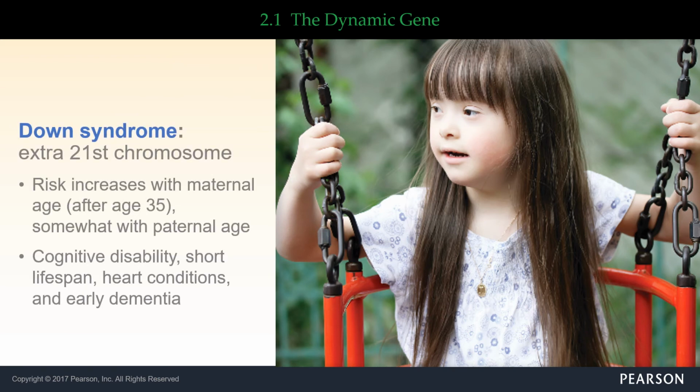So as we mentioned, for Down syndrome, there's an extra 21st chromosome. The risk for Down syndrome increases as mothers get older, especially after the age of 35. And the risk also increases somewhat with father's age as well. There is cognitive disability, short lifespan, heart conditions, and early dementia.